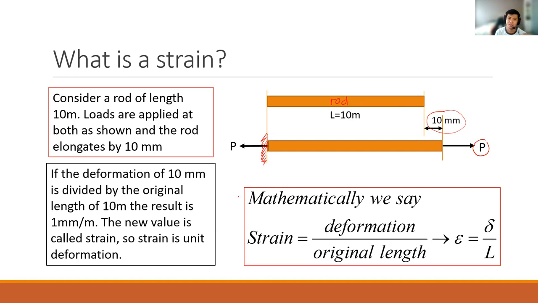So usually, if you read the item on the lower left, if the deformation is 10 millimeters and it's divided by the 10 meter length of the rod, the result would be 1 millimeter per meter. Meaning the behavior of your deformation is 1 millimeter per meter of the material, which is the rod. So this 1 millimeter per meter is what we call the strain. Initially, strain is represented as this epsilon parameter.